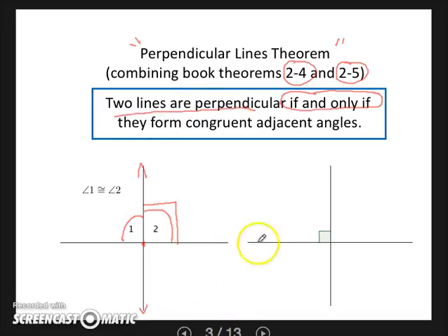But suppose the problem statement only tells us that the lines are perpendicular. It could tell us that in words, or it can tell us that just by marking the diagram with this symbol for perpendicular. What can we conclude from that? Well, we can conclude from that these lines form congruent adjacent angles. So the theorem goes both directions, and in fact all four of these adjacent angles are congruent because they're formed by two perpendicular lines.